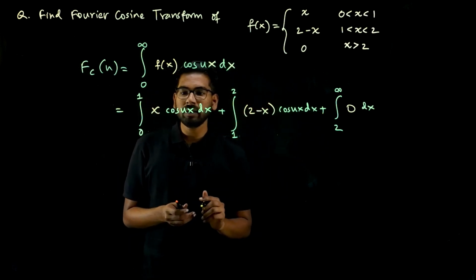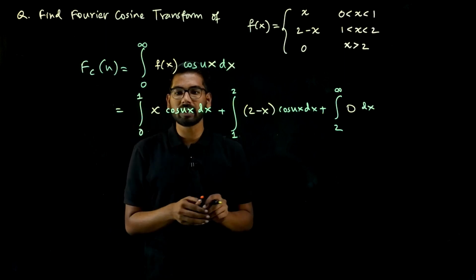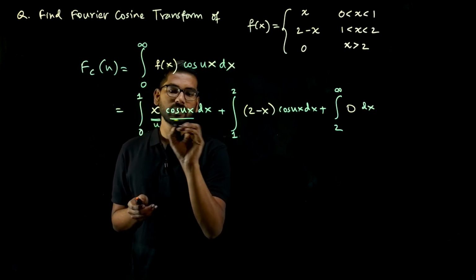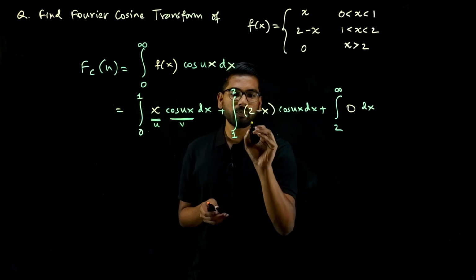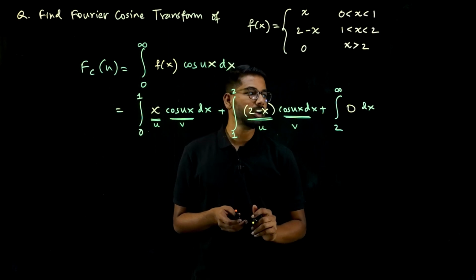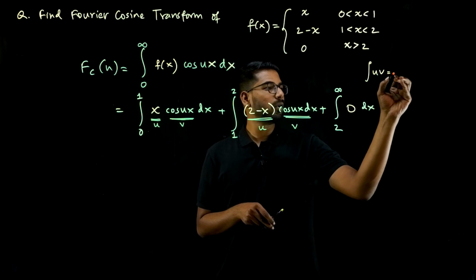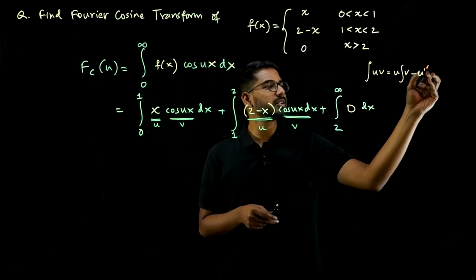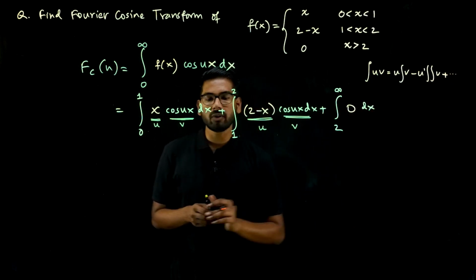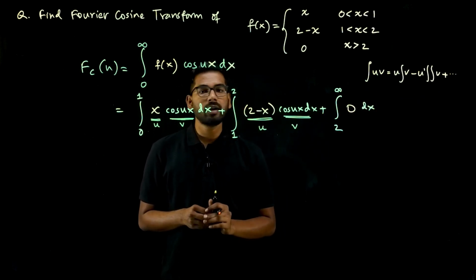Between 0 to 1, what is happening? We have the integration of x times cos ux, a polynomial function times a trigonometric function. So in this case we need to use the uv rule. So this is u and this is v. Here also from 1 to 2, this is a polynomial, this is a trigonometric function, u is the polynomial, v is the trigonometric function, and we need to use the formula: integration of uv is equal to u times integration of v, minus u dash times double integration of v, plus dot dot dot. So the formula goes on, but we need only 2 terms.